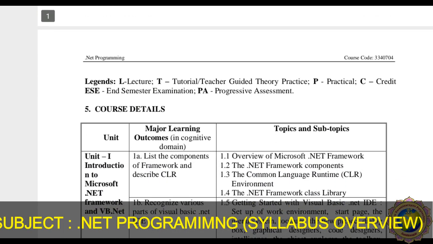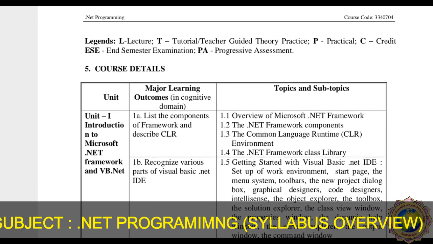Then the course details. Here the chapter number, chapter name and subtopics are organized as: first the unit, second the major learning outcome, and third the topic and its subtopics.